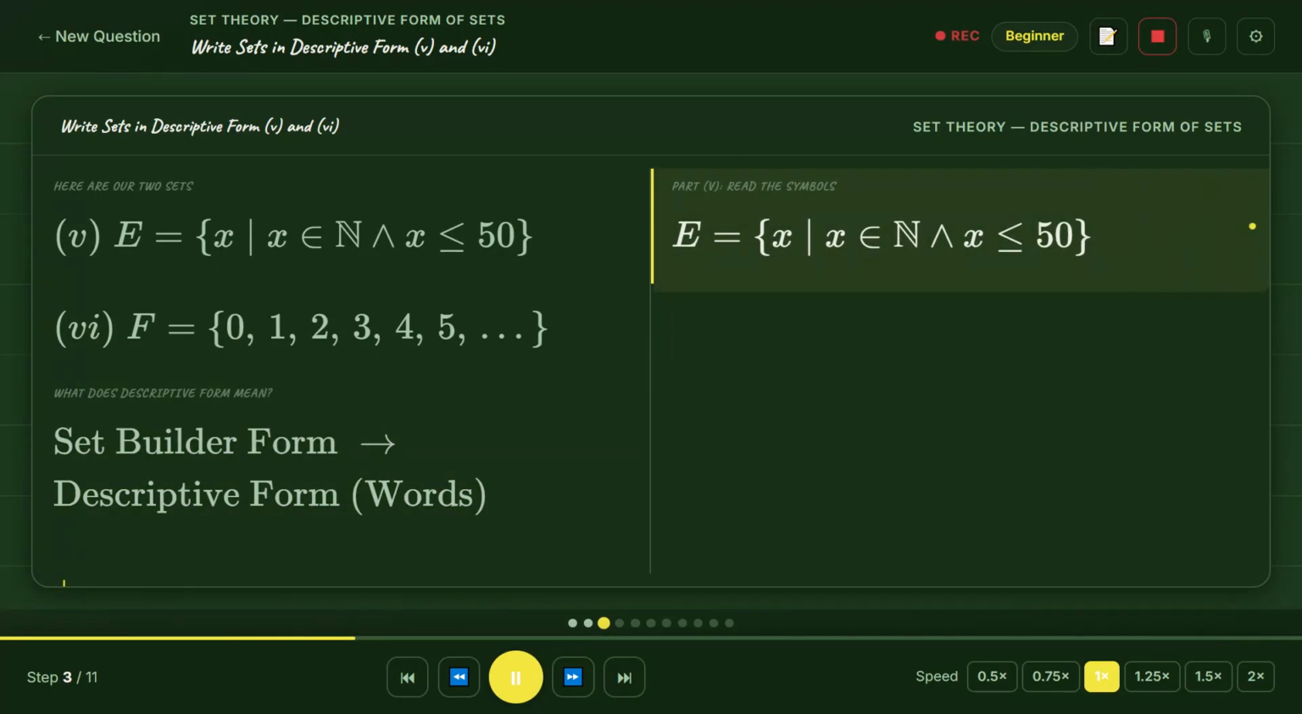Let's look at part 5. This has some symbols, so let's read them slowly. The little element of symbol means belongs to, the N means natural numbers, and the less than or equal to symbol means less than or equal to.